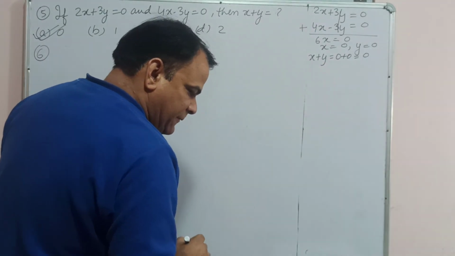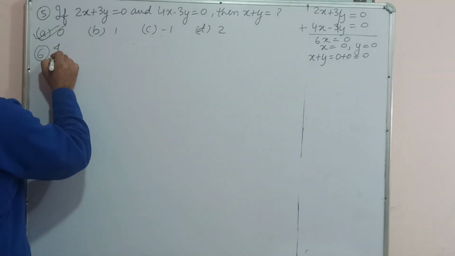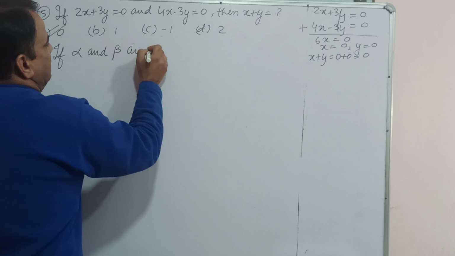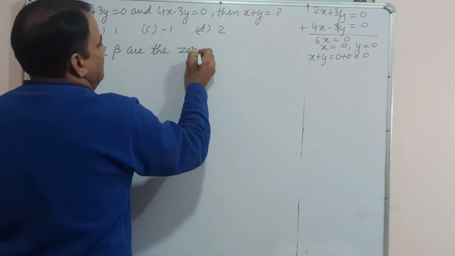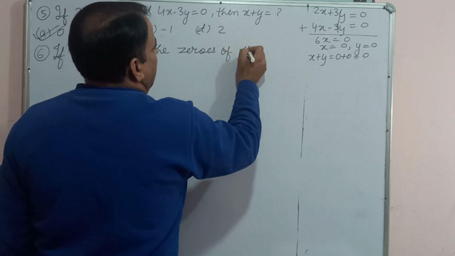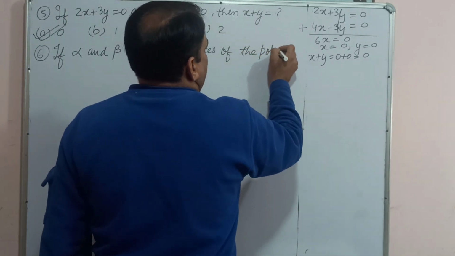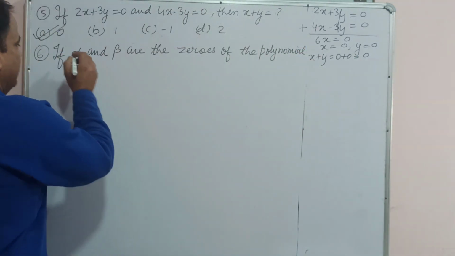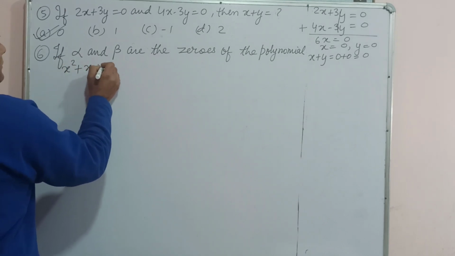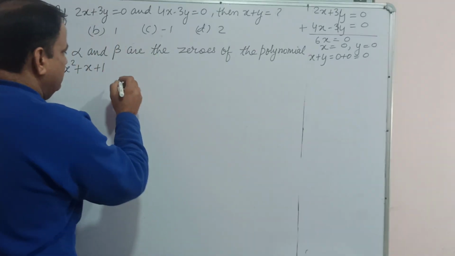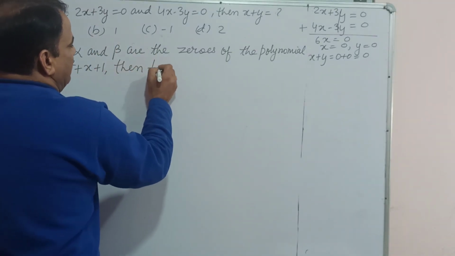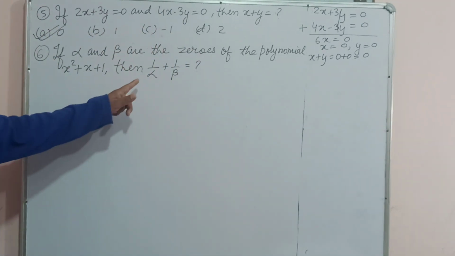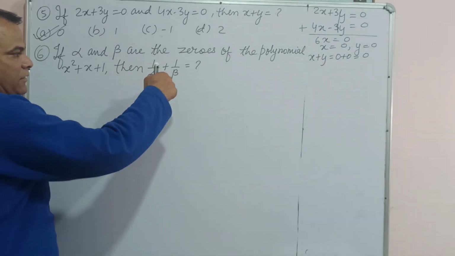Our next question is, if alpha and beta are the zeros of the polynomial x squared plus x plus 1, then 1 upon alpha plus 1 upon beta equals, we have to find the value of 1 upon alpha plus 1 upon beta.